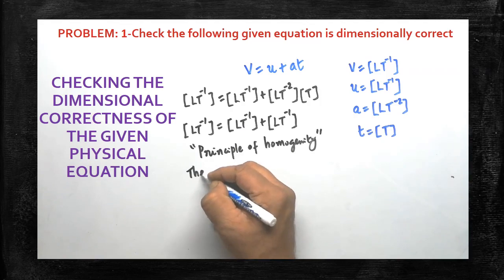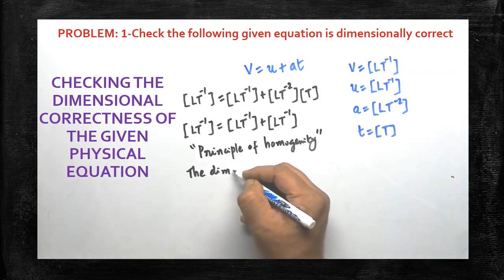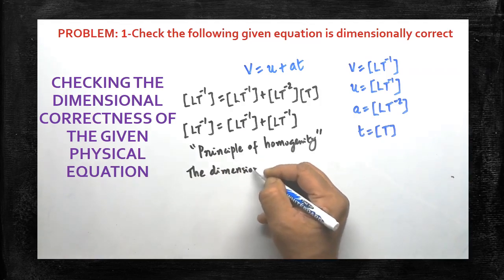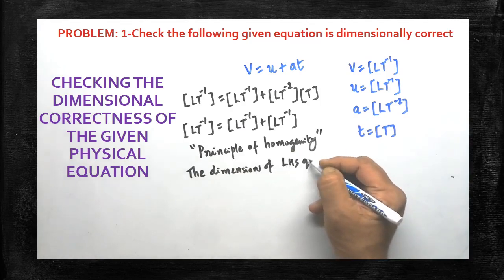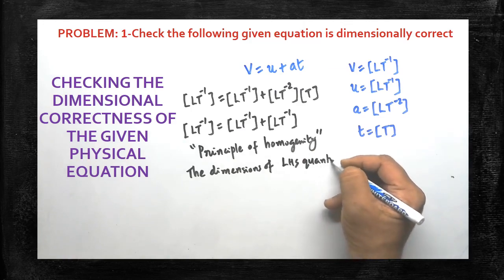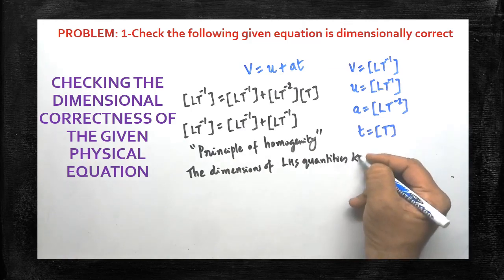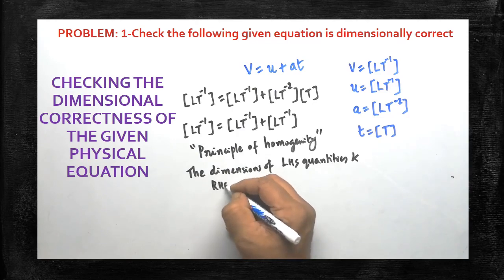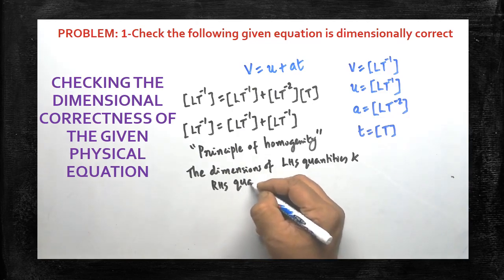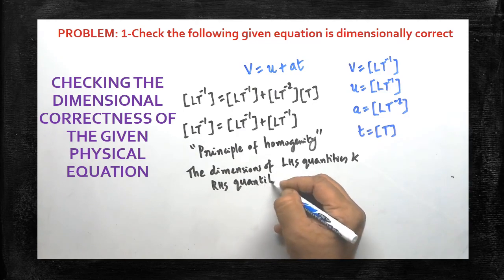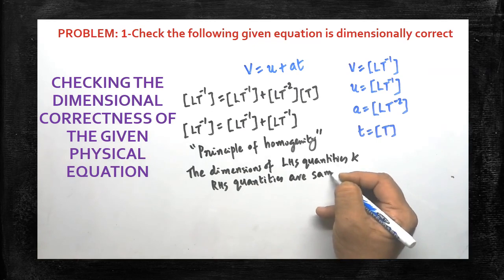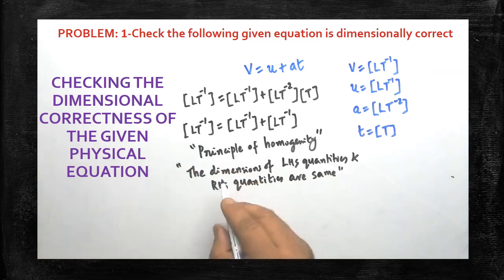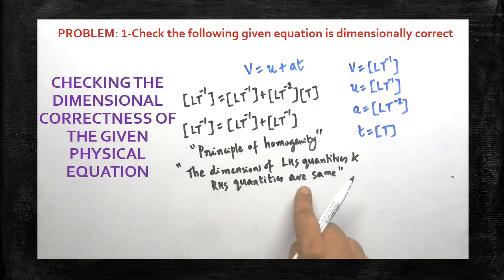The dimension of LHS quantities and RHS quantities are the same. This sentence must be written according to the principle of homogeneity. The dimension of LHS quantities and RHS quantities are the same.